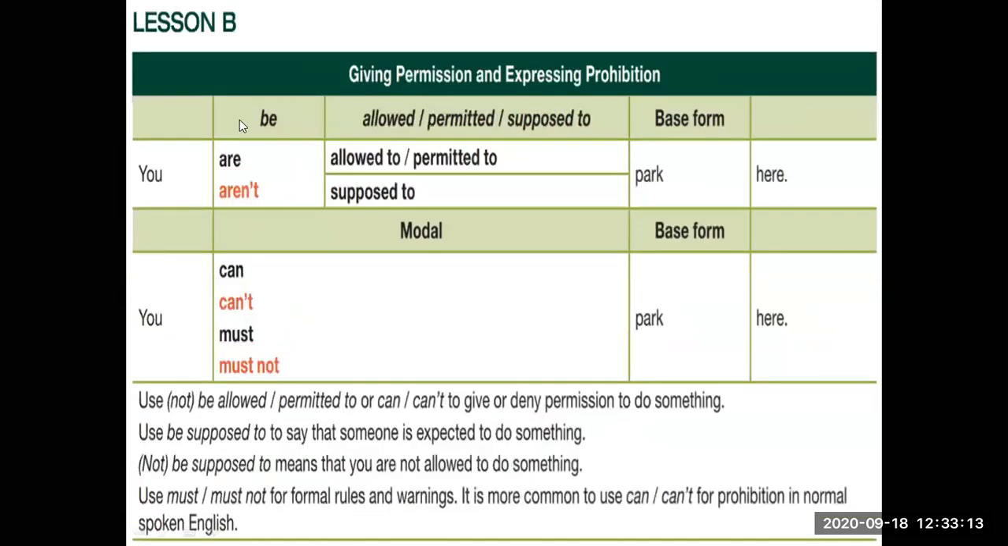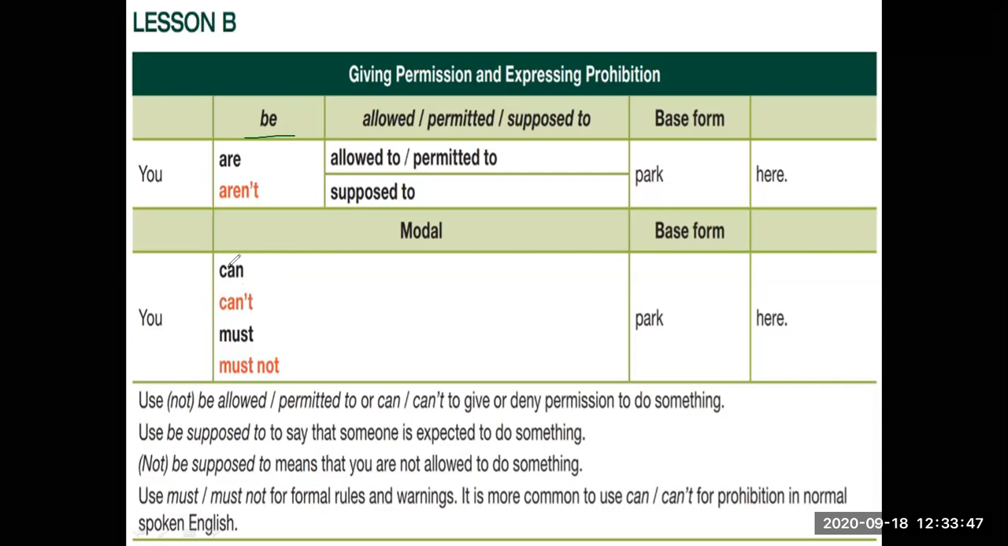And here you are using can, can't, must, or must not. The same thing here with the verb to be. You are not allowed. You are not supposed to park here. You are allowed to park here. You are allowed to use your cell phone in class. You are allowed to ask your partners during the test. You aren't supposed to ask your partners during the test. You aren't permitted to cheat on a test.